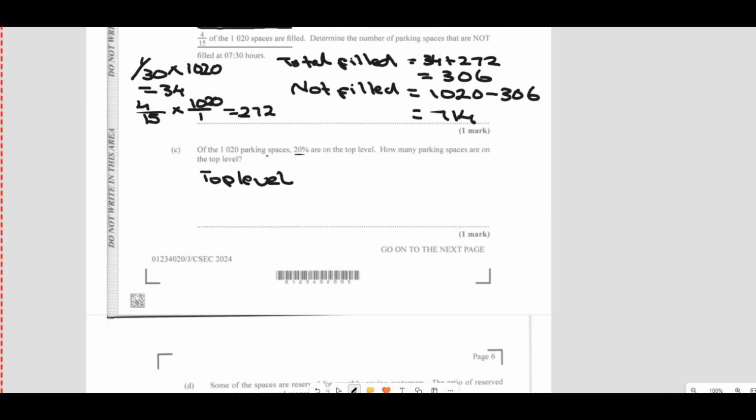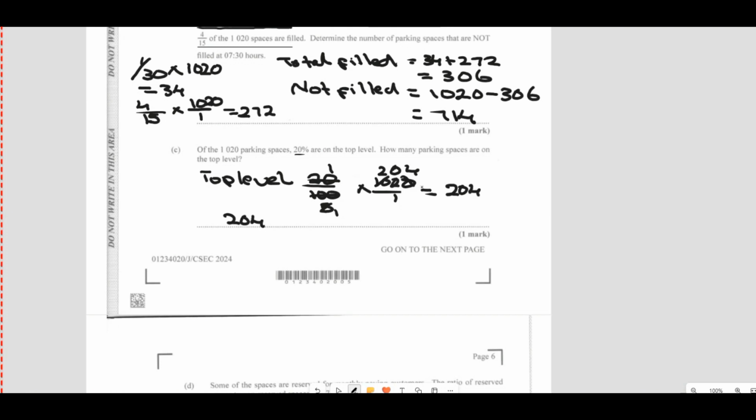What is the top level? I mean, 20% of what? 20% of 1,020. So that would be 20 over 100 multiplied by 1020 over 1. Cross out, and that's 2, 0, remainder 2, 204. So we know that 204 would be on your top level.